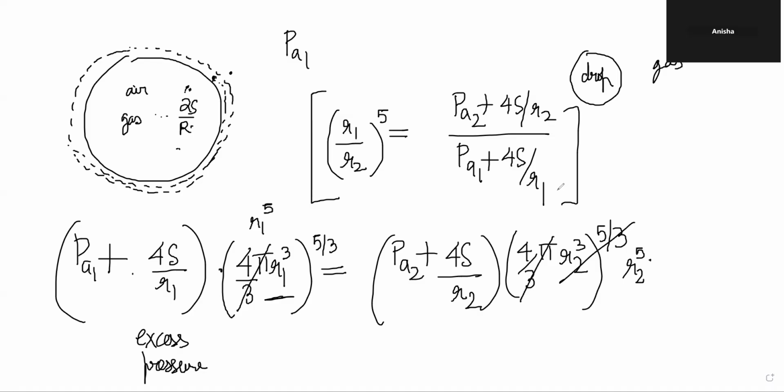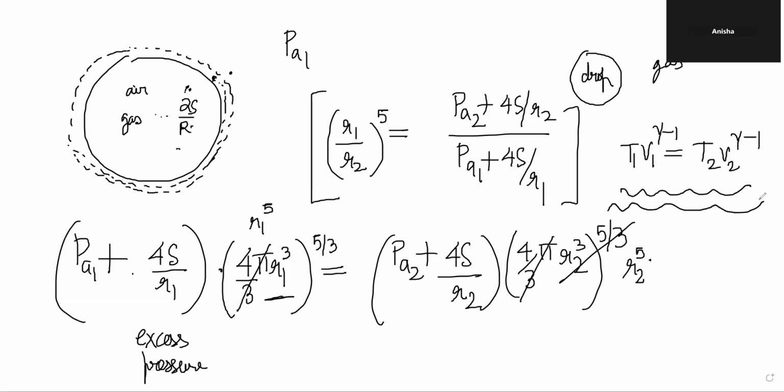You could get similar equations for temperature also. T1 by T2 equations also you can get. You do the exact same thing. T1 V1 power gamma minus 1 is equal to T2 V2 power gamma minus 1. And V1 by V2 you will get R1 by R2 to the power gamma minus 1, and it will be R1 cube by R2 cube to the power gamma minus 1. Nothing very difficult.